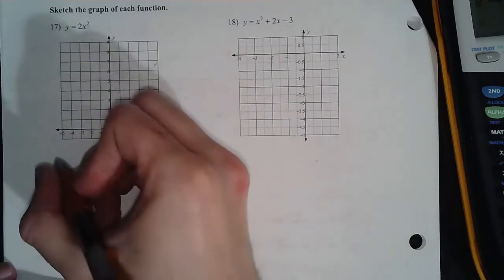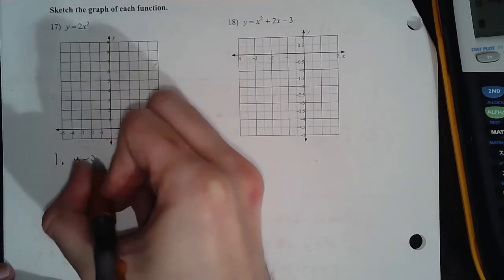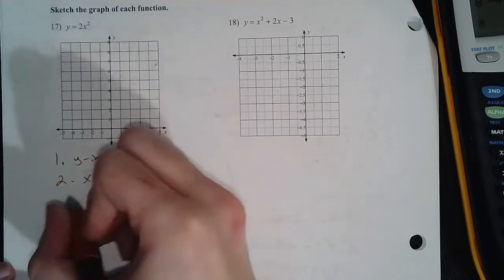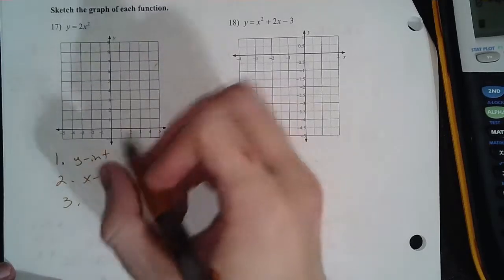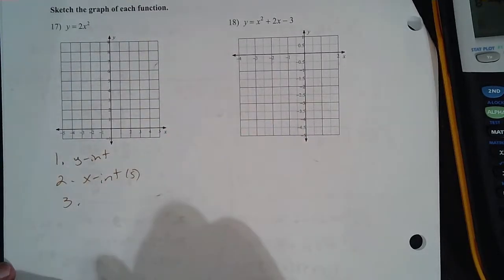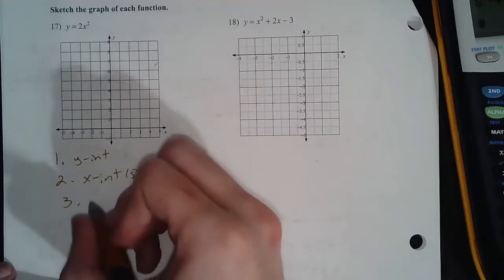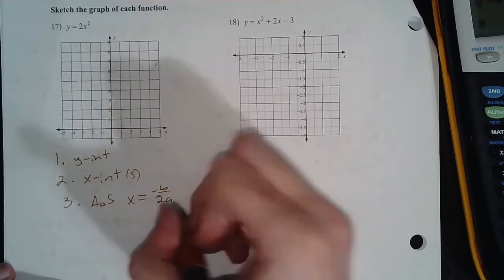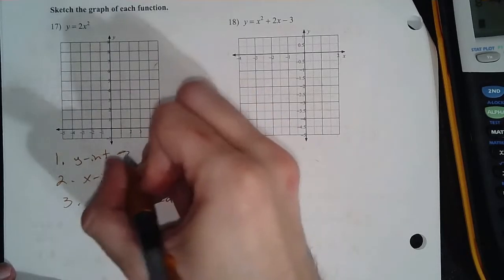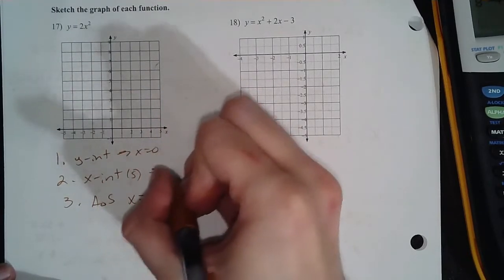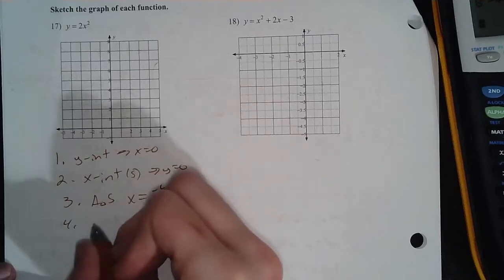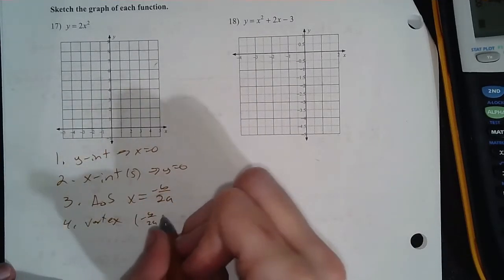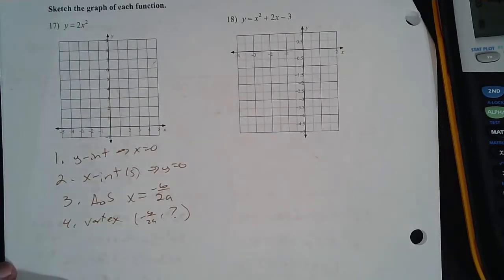As a reminder, number 1, I want the y-intercepts. Number 2, I want the x-intercepts. By the way, there can be multiple of these, or 0. Number 3, I want the axis of symmetry, which is always x equals negative b over 2a. And this one, by the way, is always x equals 0, and this one over here is y equals 0. And number 4, I want the vertex, which is negative b over 2a comma something. You got to plug that negative b over 2a in.